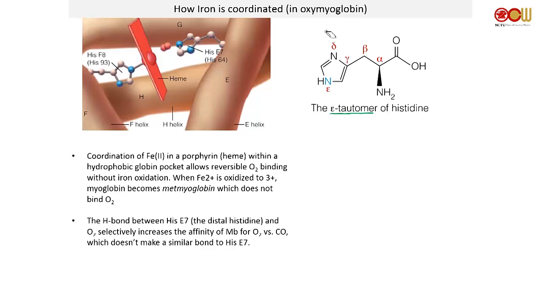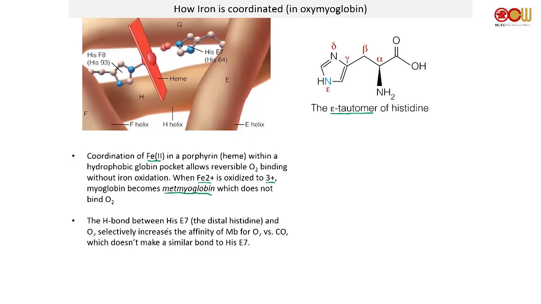Here it says that the coordination of iron 2+ in a porphyrin or heme within a hydrophobic globule pocket allows reversible O2 binding without iron oxidation. So in heme, or in hemoglobin and myoglobin, the iron inside the heme has to be 2+, because if it's 3+, then it will not bind oxygen. Now, if by accident or somehow your iron 2+ is oxidized to 3+, then this myoglobin we call metmyoglobin. So it's not a functional myoglobin for O2 capture.